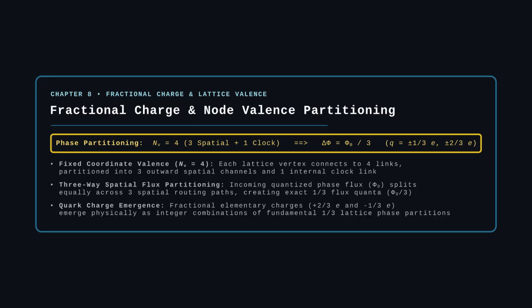In MSVT, fractional electric charges, plus 2/3 and minus 1/3, are modeled as phase flux partitions across a fixed node valence, degree of i equals n_v, which equals 4. With 3 spatial channels routing outward and 1 internal clock link, any incoming quantized phase flux, Φ_0, entering a node coordinate is partitioned into fundamental thirds, 1/3, by the routing geometry of the lattice pixels.